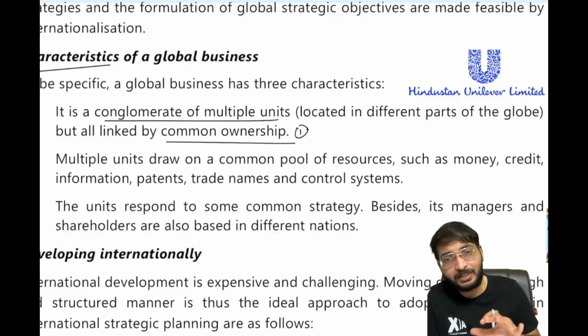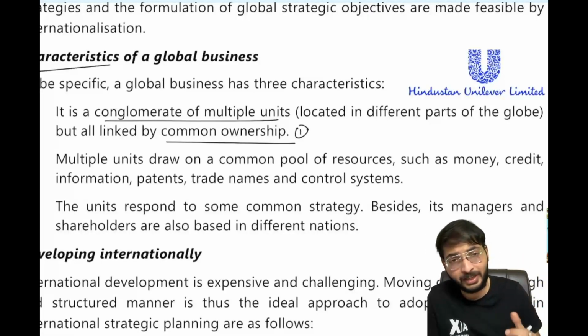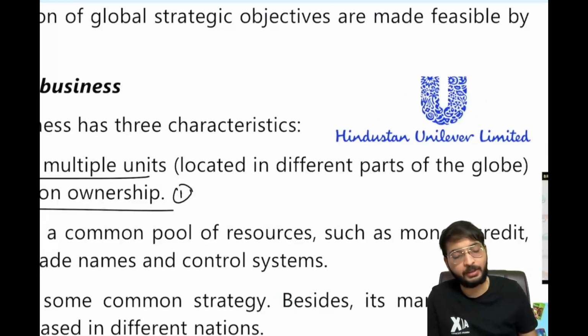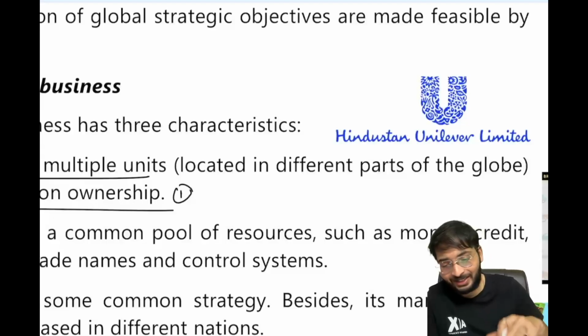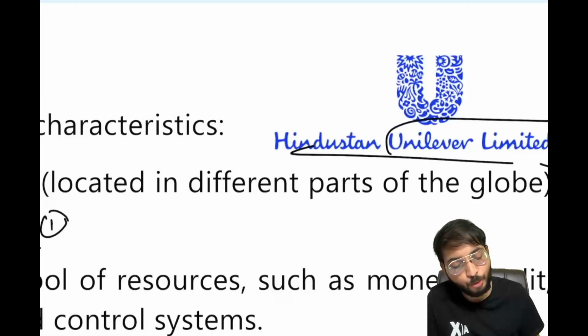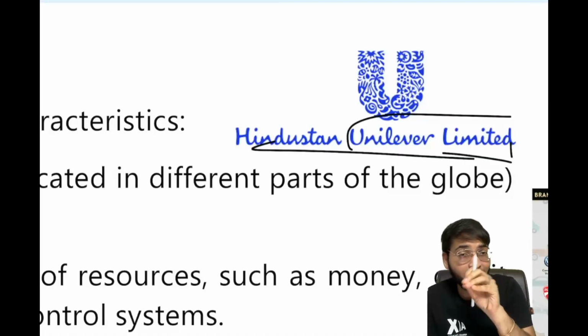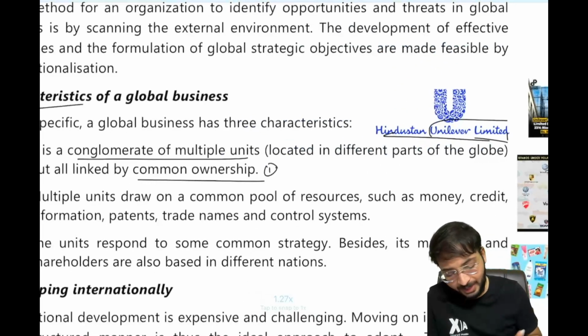A business should have multiple units located in different parts of the world, but still the ownership should be the same. You know this company HUL, right? By seeing this name, what can you feel? This is an Indian company. But Pakistan also has PUL, Pakistan Unilever. Africa also has African Unilever. Here, which is the parent company? Unilever. Wherever they go, there's a common ownership, and Unilever can be called a global company.